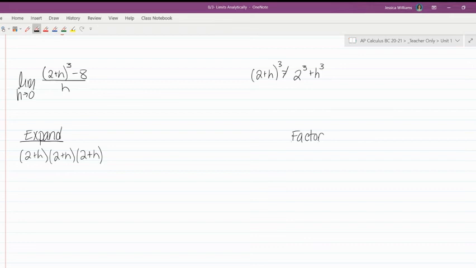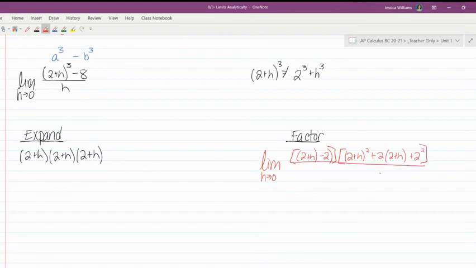Your factor option is to treat this as a difference of cubes, where this is like a cubed minus b cubed. And I'm going to write this one out because it kind of messes with your brain a little bit. I'm going to put the limit back into it too. So if I factor the numerator as a difference of cubes, I would have 2 plus h minus 2. You keep the same sign. And then you square the first, so 2 plus h squared. Then you multiply them together. And then you square the last. And that's what it would look like.